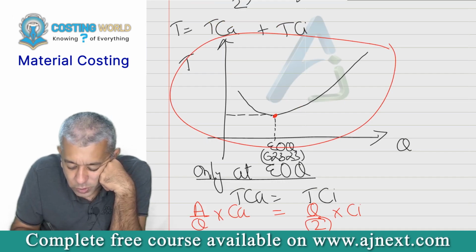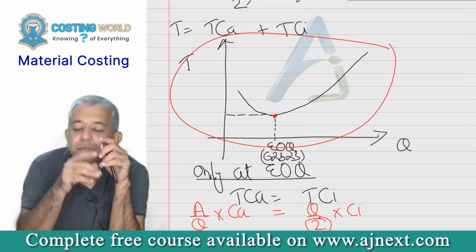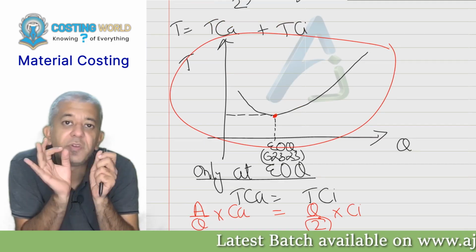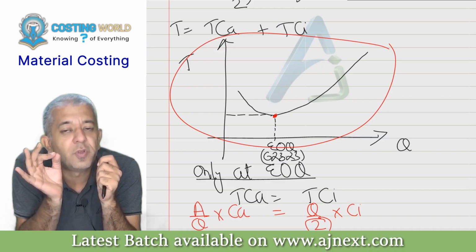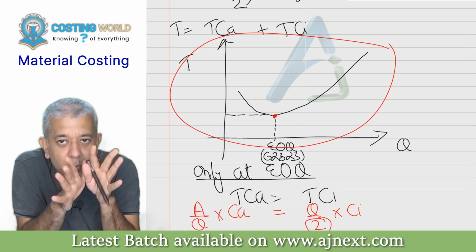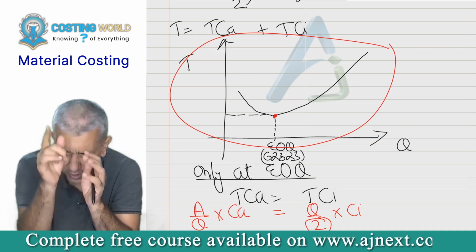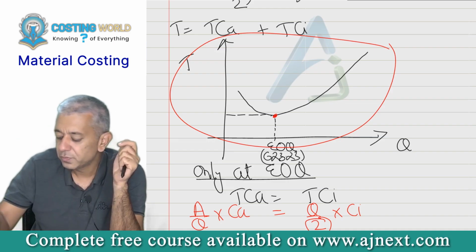If EOQ is not possible, speak the next line: order the quantity which is nearest to EOQ. This will be of great use to you in a question that has been asked more than 8 to 9 times in exams. Okay, write down please.